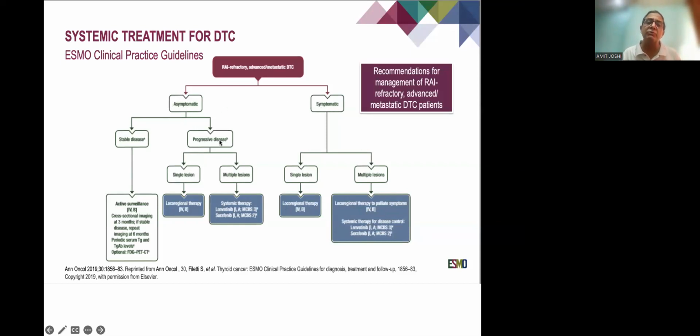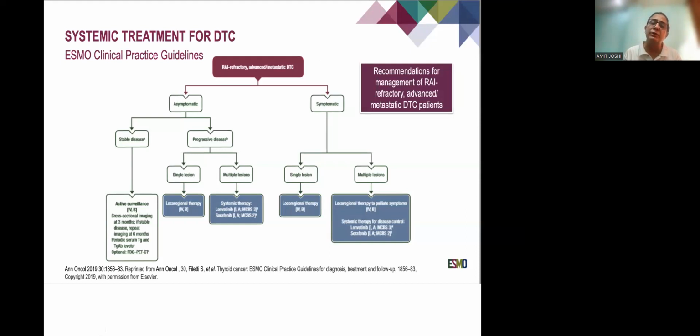Even in asymptomatic patients, if there is progression of the disease, then as I told you, the patient should have radioiodine. So the initial part of the management is the same: surgery, then for differentiated thyroid cancer, whether the patient requires radioiodine treatment or not, then radioiodine treatment, and on further progression, until the patient becomes radioiodine refractory, radioiodine therapy is still the choice of therapy.